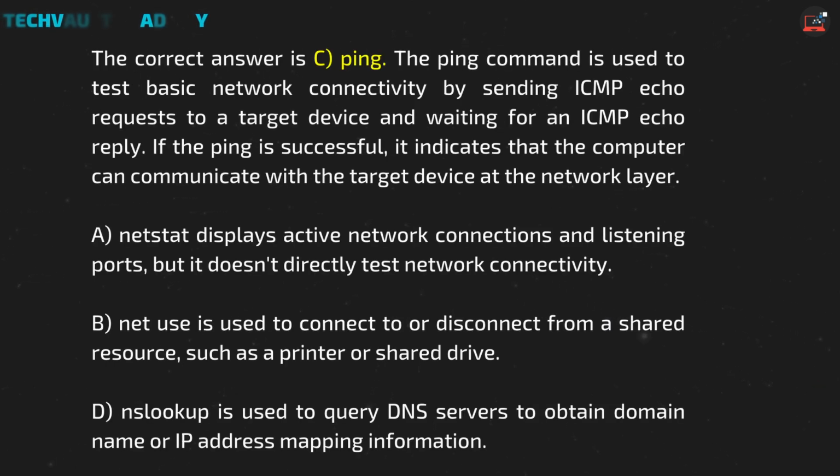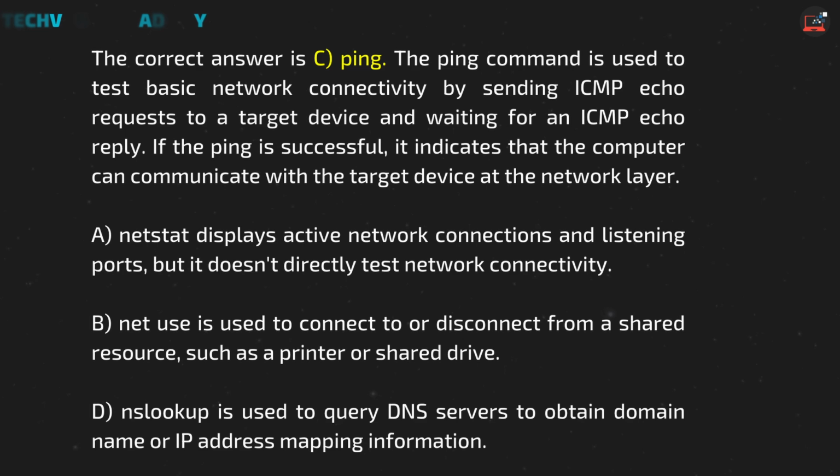The correct answer is C. ping. The ping command is used to test basic network connectivity by sending ICMP echo requests to a target device and waiting for an ICMP echo reply. If the ping is successful, it indicates that the computer can communicate with the target device at the network layer.